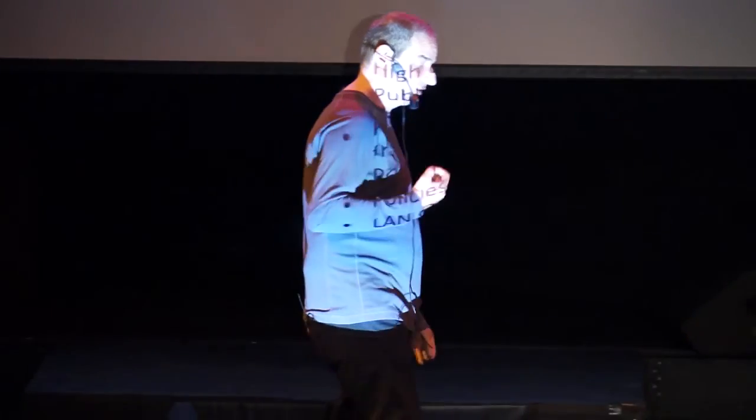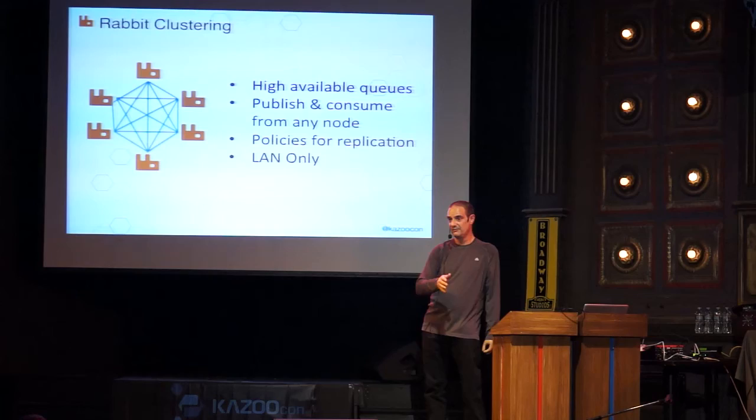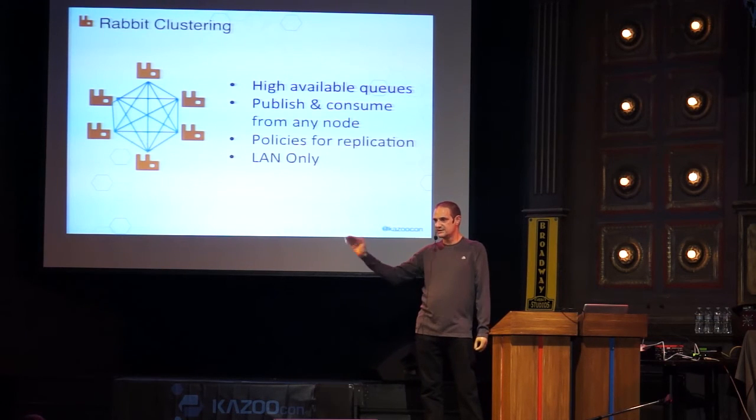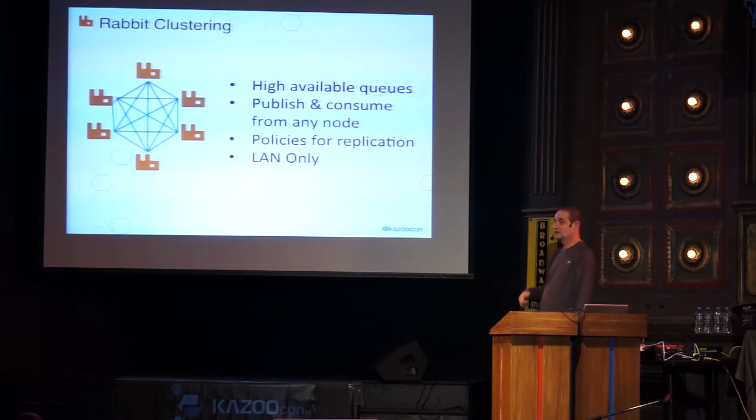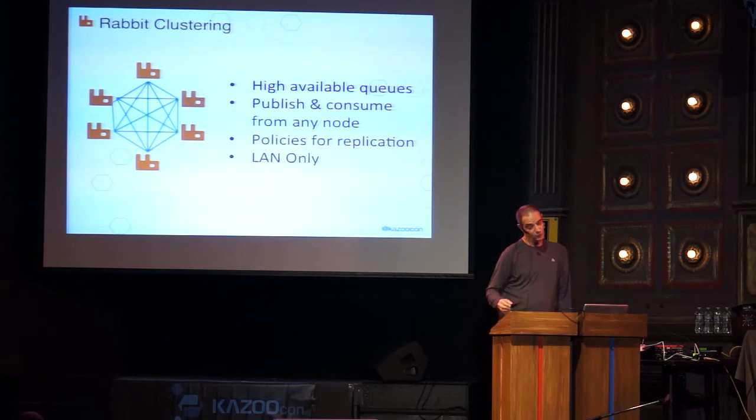You do that by creating policies for replication in the Rabbit management interface. You just say this queue must be available, HA, read the docs, it's real simple. And that will assure you that even if a node goes down, your critical queues will still work across all other consumers. And that, of course, is for LAN only. It doesn't work well in WAN environments.